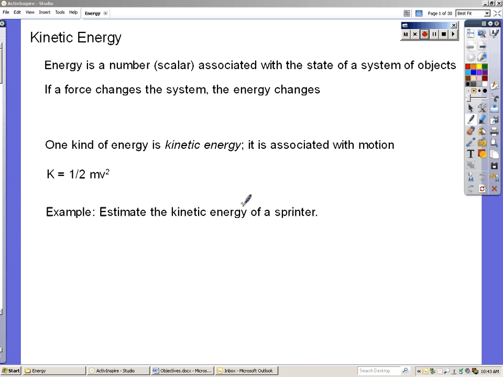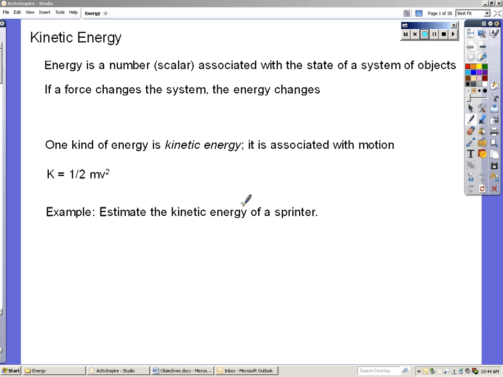The short technical definition of energy is that it's a number, a scalar, not a vector, and it's associated with the state of a system of objects. Energy can be changed by forces that act on the system, and the first kind of energy is kinetic energy.